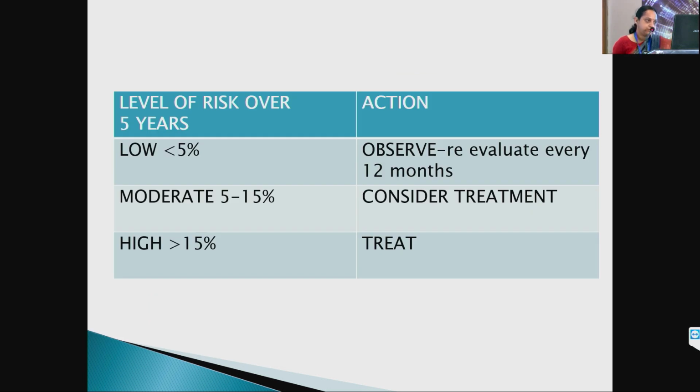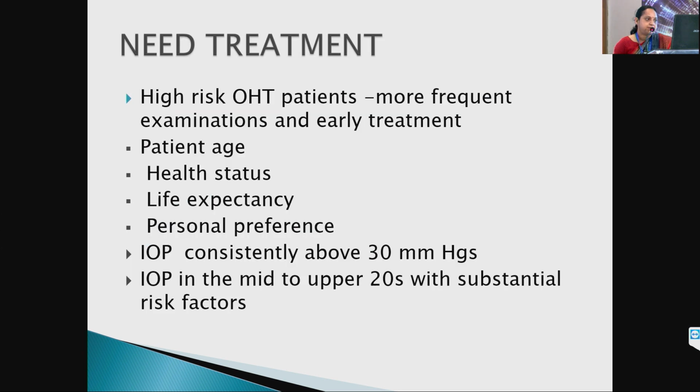It calculates the probability of conversion to POAG in 5 years. For the level of risk over 5 years, if it is less than 5%, it is better to observe and re-evaluate every 12 months. If the risk is moderate, that is 5 to 15%, consider treatment, or you can keep the patient under observation. If the risk is more than 15%, treat the patient. So treatment is needed when the patient is at high risk. Such patients need more frequent examinations and early treatment. Treatment depends on the patient's age, health status, life expectancy, and personal preference.